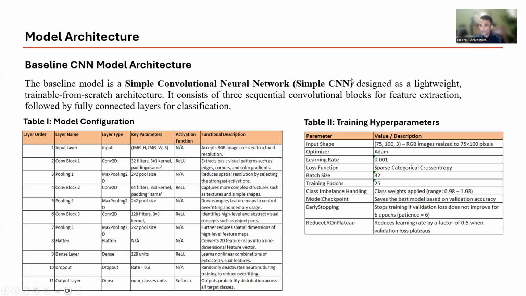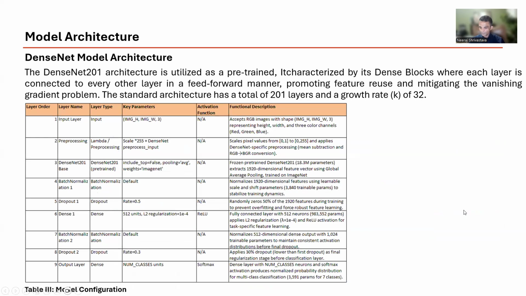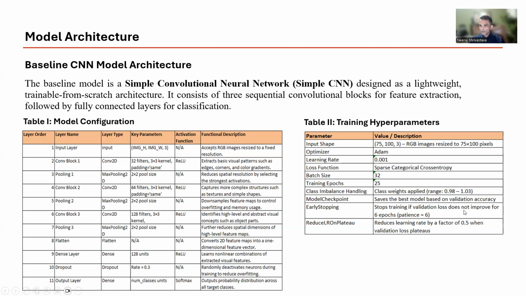Now, when it comes to hyperparameters, as I mentioned, the input RGB image is resized to 75 by 100 pixels. It uses the Adam optimizer. Learning rate is 0.001. Sparse categorical cross entropy is used as the loss function with a batch size of 32, and total training epochs were 25. Class weights are applied to handle the class imbalance, in the range 0.98 to 1.03.